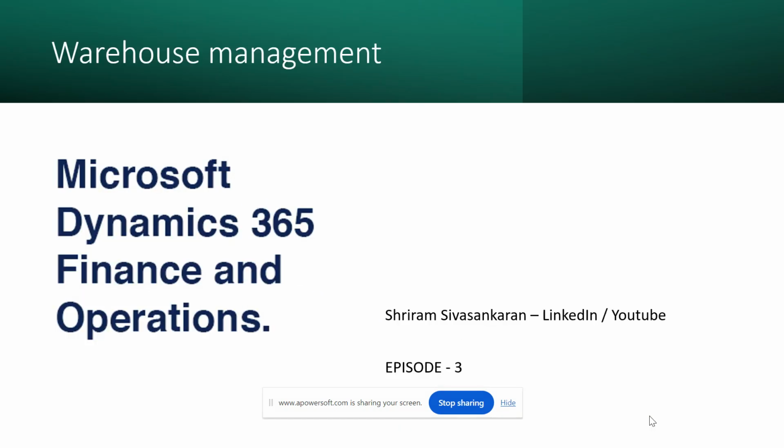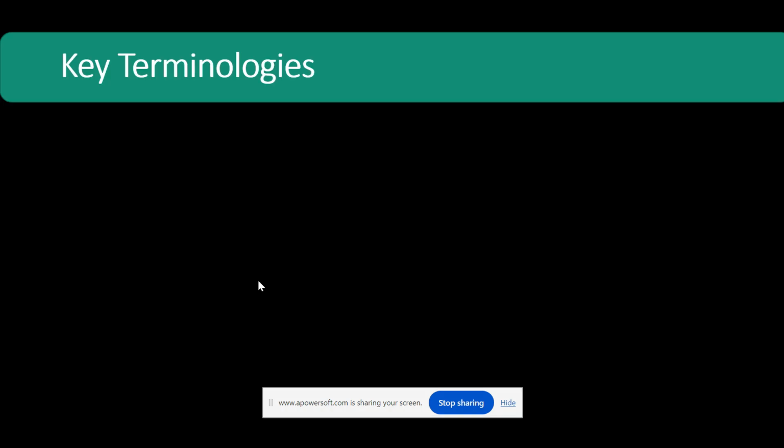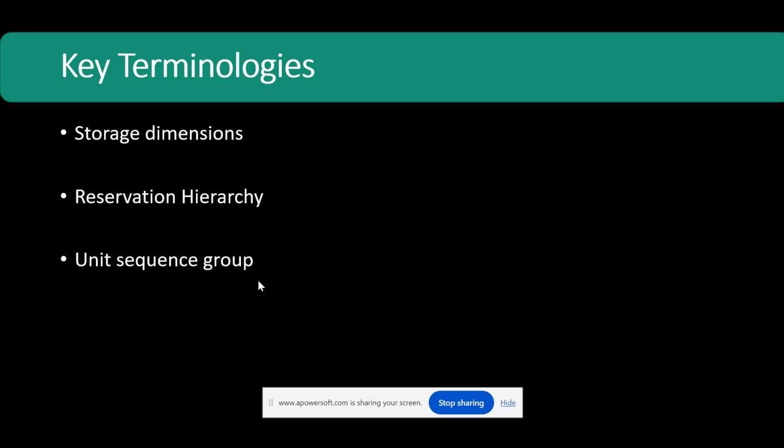So in this episode, we will continue with the key terminologies part 2, where we will be covering the terminologies which include storage dimensions, reservation hierarchy, and unit sequence group. Storage dimensions are very important in terms of how you are going to define the storage hierarchy: site, warehouse, location, license plate, and inventory status. In the previous episode, we saw what exactly a license plate is and how it can be used, but we will also see how to configure these in the storage dimension. Then we will also see what exactly a reservation hierarchy is, and also we will get into what exactly a unit sequence group is.